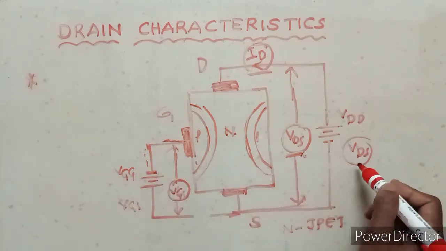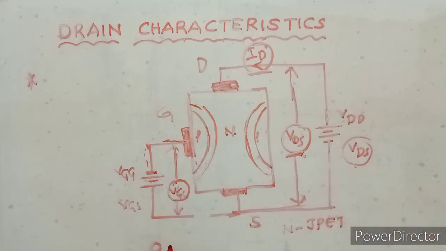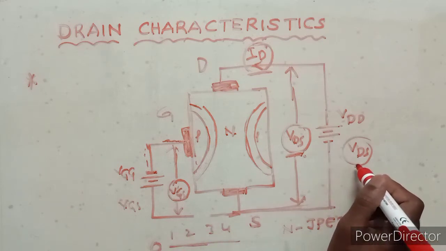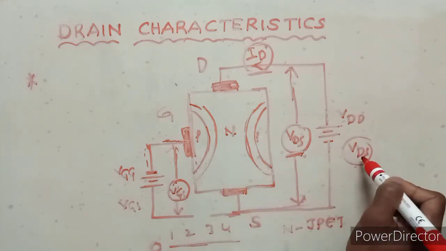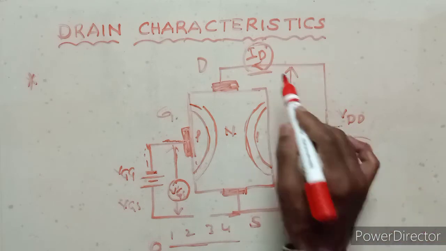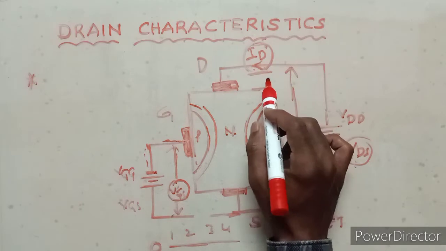VDS is increased from 0 to 1, 2, 3, 4 and so on. So as VDS is increased from 0 to 1, 2, 3 and 4, the drain current increases.